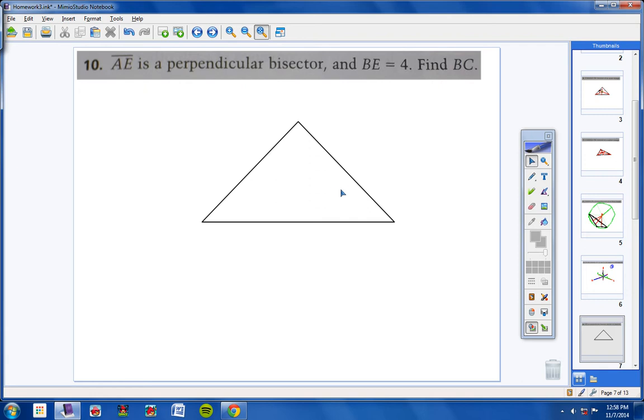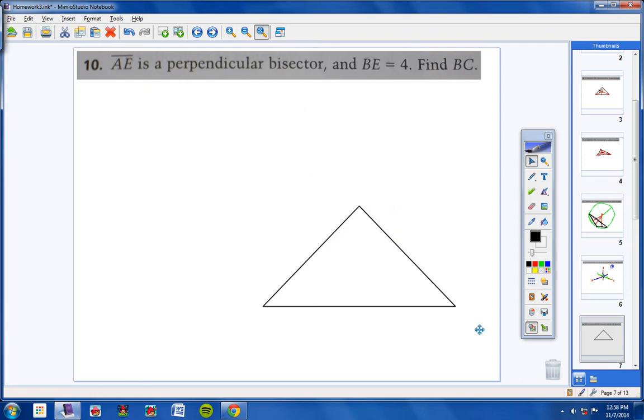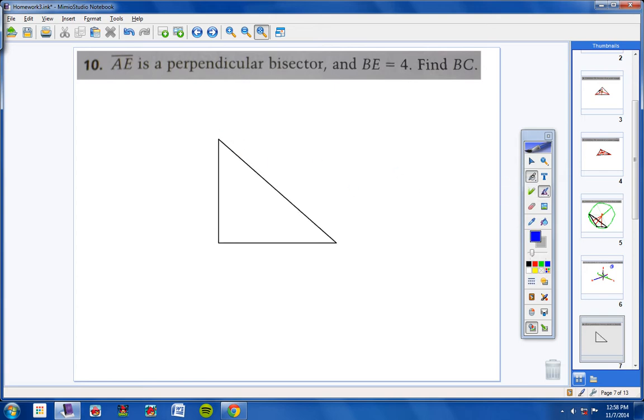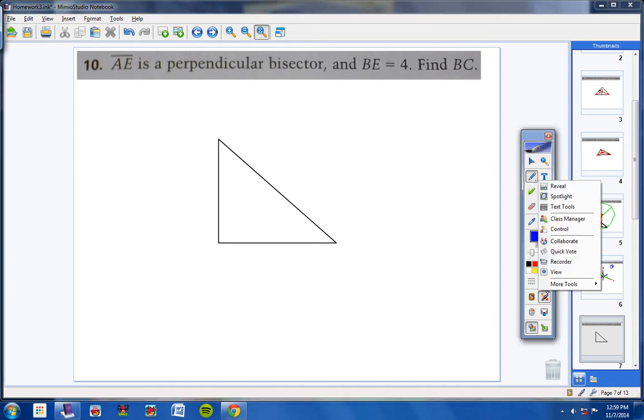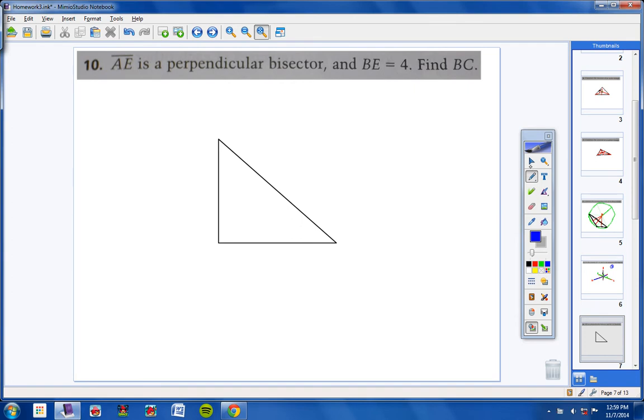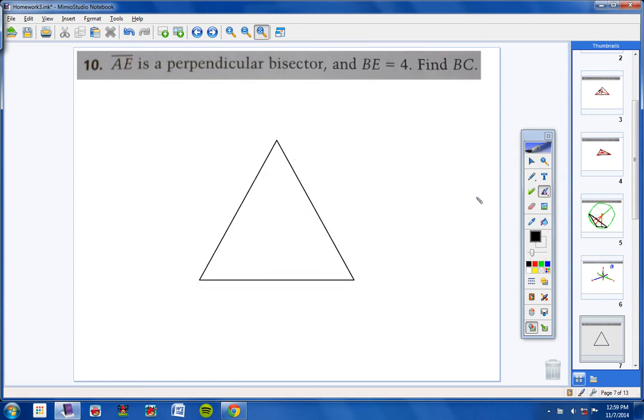Okay. All right, so really good. This is a really good question. I love this. Okay, here's what they want you to do. They want you to draw a right triangle. Nope. Wrong again, guys. Sorry. I love it. Draw an isosceles triangle. There we go. And put A up here, and B here, and C here.